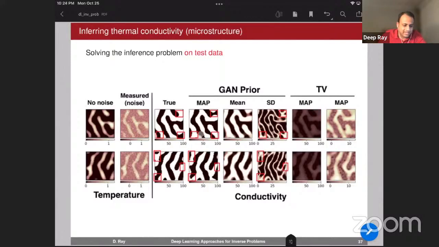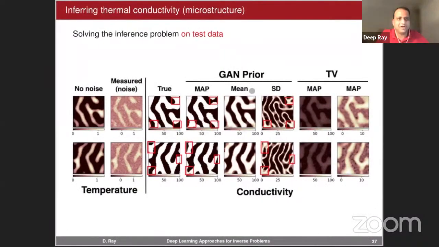But what's nice about Bayesian inference is if you look at the standard deviation, are you able to see my mouse move around by any chance? Wait, my screen seems to have frozen. Yes. Okay, we can see a mouse here. Okay, I don't know why it's freezing on my end.